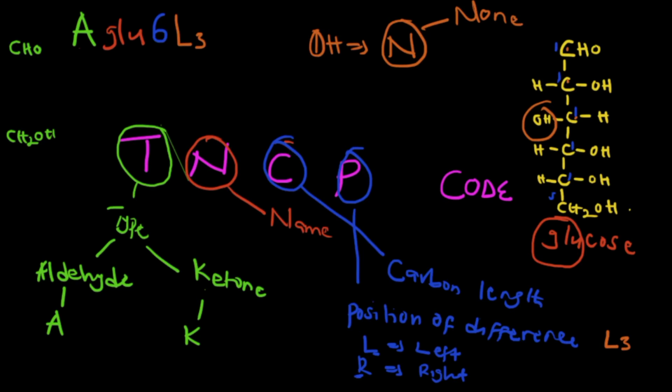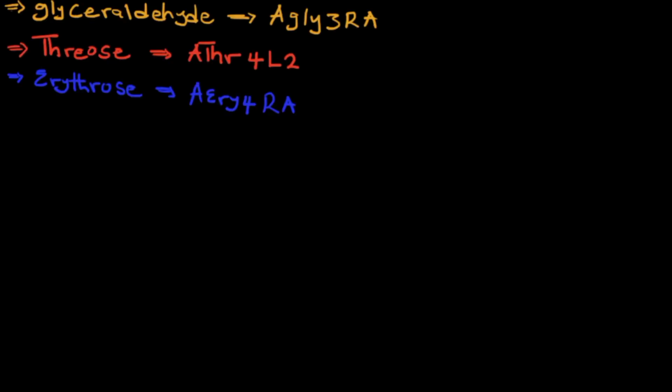Another thing I want you to keep in mind is that when the sugar has all the OH groups to the right, I am going to use A, meaning all, so A all means all the OH groups are written to the right. So we can see how we can use this N and A in our TNCP code. Let's see how we can use this code to write the structures of these sugars.